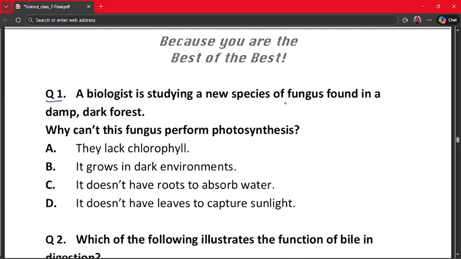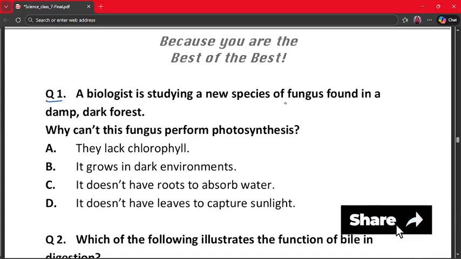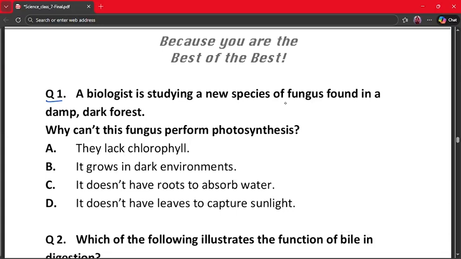Question number 1. A biologist is studying a new species of fungus found in a damp dark forest. Why can't this fungus perform photosynthesis? A. They lack chlorophyll. B. It grows in dark environments. C. It doesn't have roots to absorb water. D. It doesn't have leaves to capture sunlight.